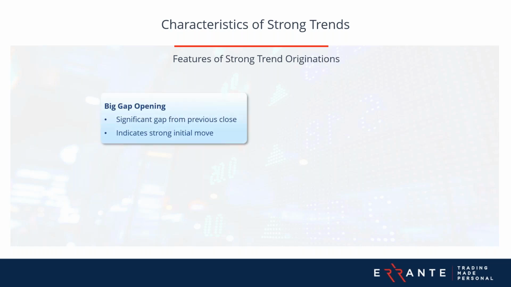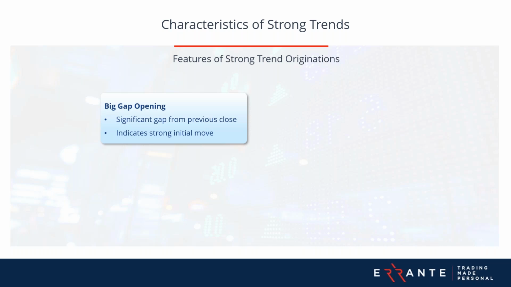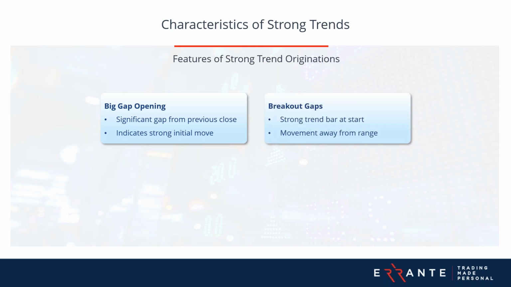Here are the most common characteristics of a strong trend. Firstly, a big gap opening is a clear signal. At the start of a strong trend day, you might notice a significant gap from the previous day's close. And this indicates a strong initial move right out of the gate, suggesting a potential trend day ahead. And next we have breakout gaps, and these are characterized by a strong trend bar at the start of the trading day, indicating a powerful movement away from a previous price range or level.